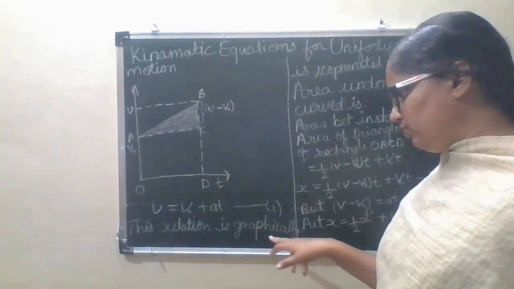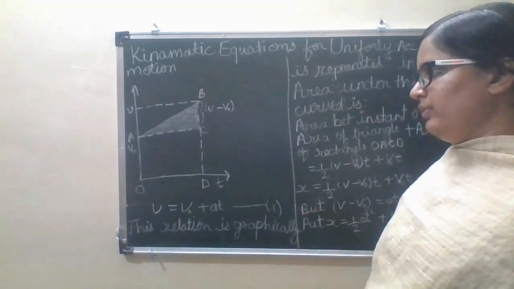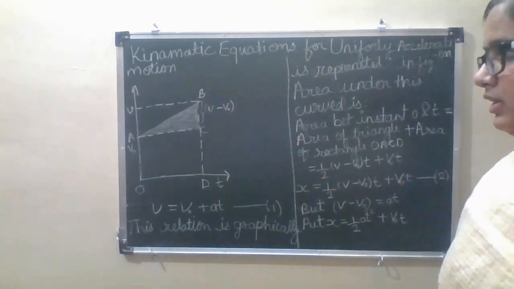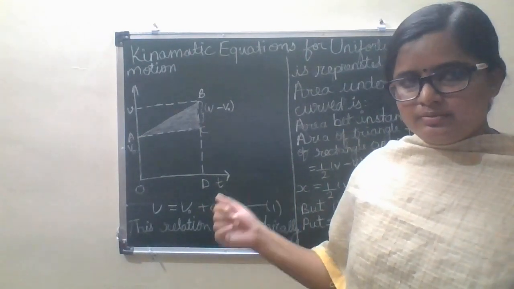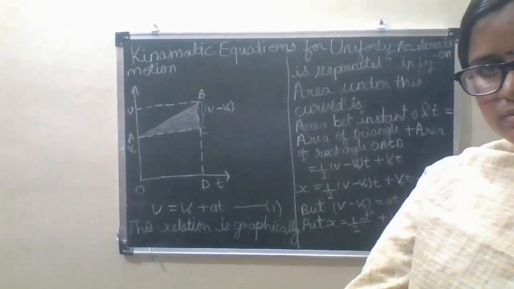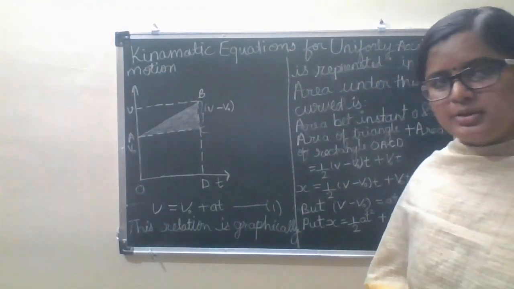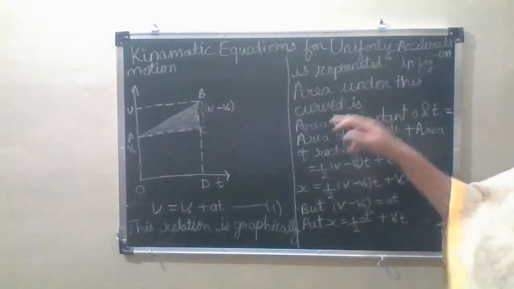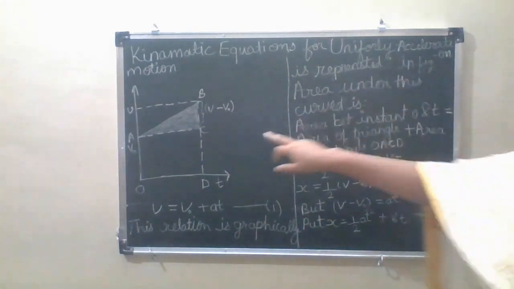So this is the relation graphically: v is equal to v0 plus at. This graph represents the area under the curve, and the area under the curve is displacement. So the relation is represented graphically here.